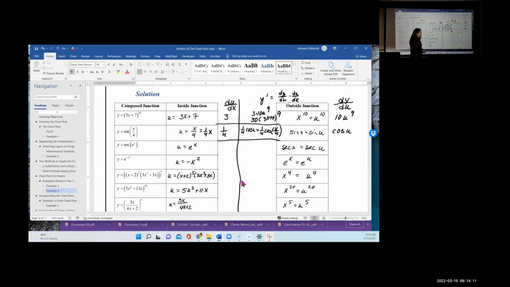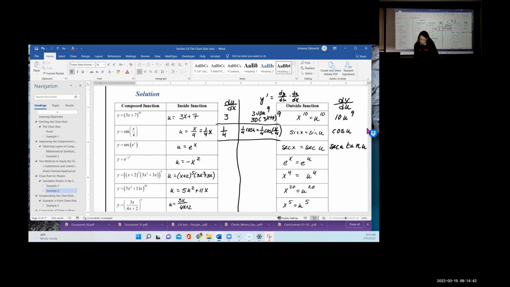Okay, what about the next one? We have secant of x, which when we replace the inside function becomes secant of u. Our inside function over here was e to the x because our formula was originally secant of e to the x. So we made u be e to the x. We take the derivative of secant of u, and that gives us secant of u tangent of u.